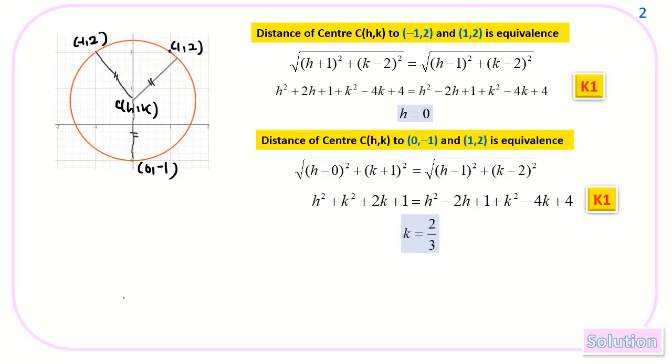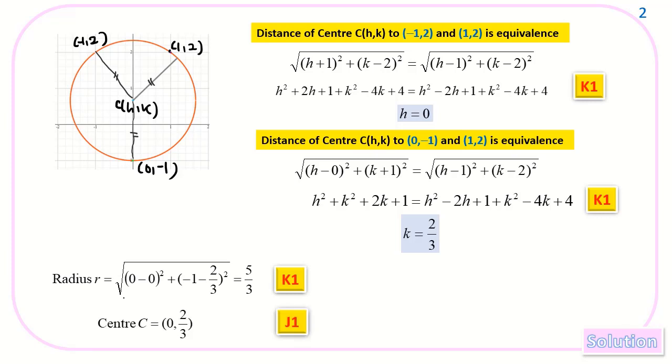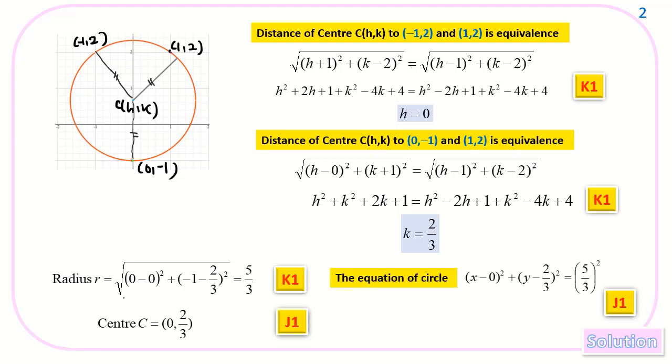So we give you the K1, and form the second equation from the distance from the center to the points 0, minus 1 and 1, 2, and this will give you the second mark. Okay, so we solve for these two equations, we get the values of h and k here. So we may use the values of h and k to form the equation for the radius. We give you another K and the answer for the center J1 and the answer for the equation of the circle in the general form. So total is 5 marks.